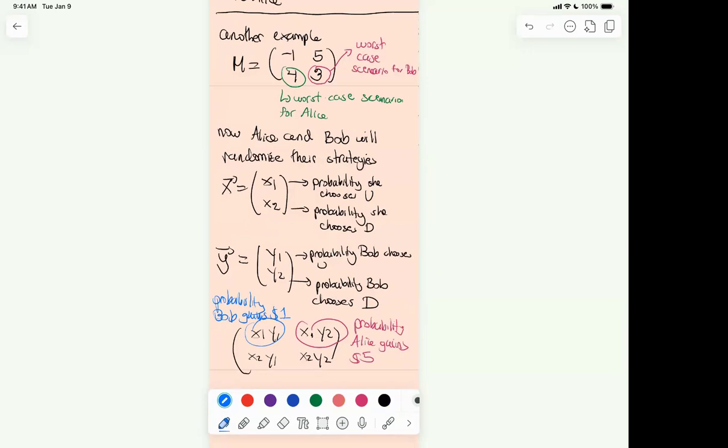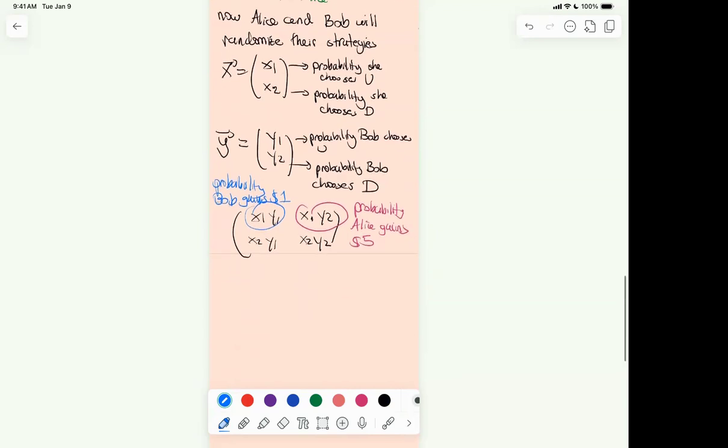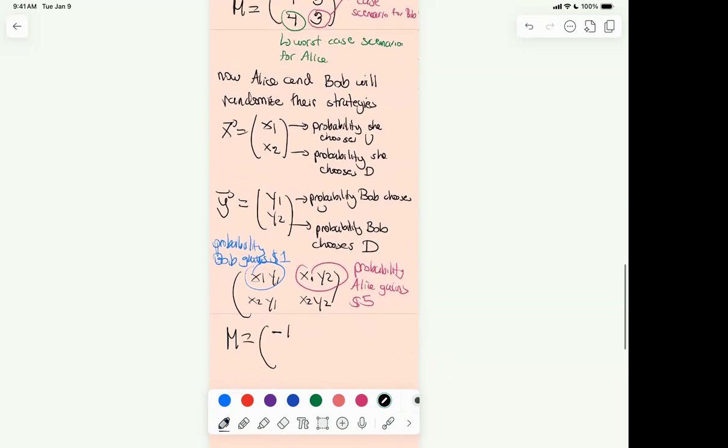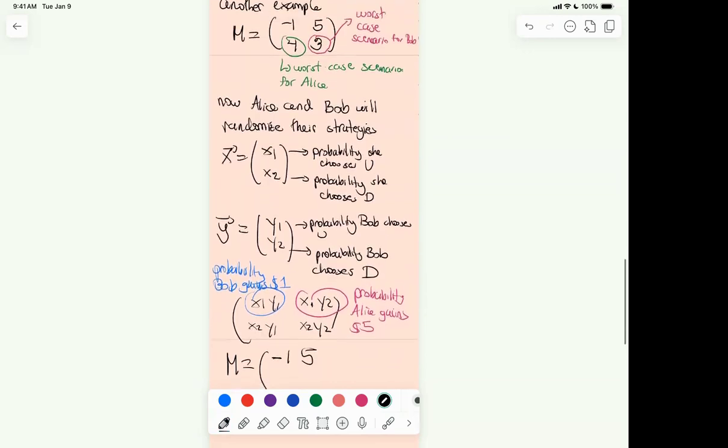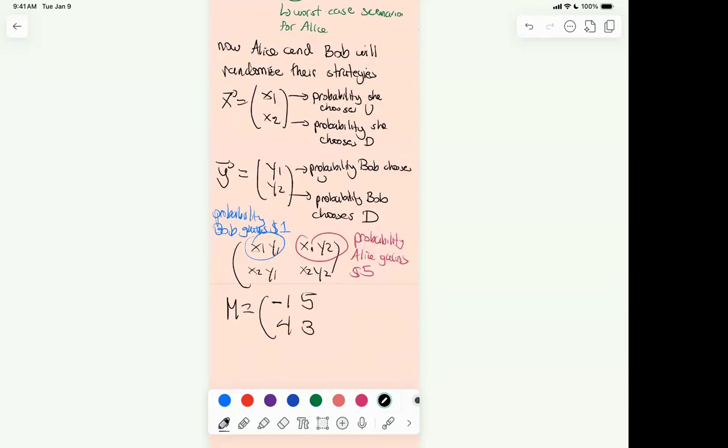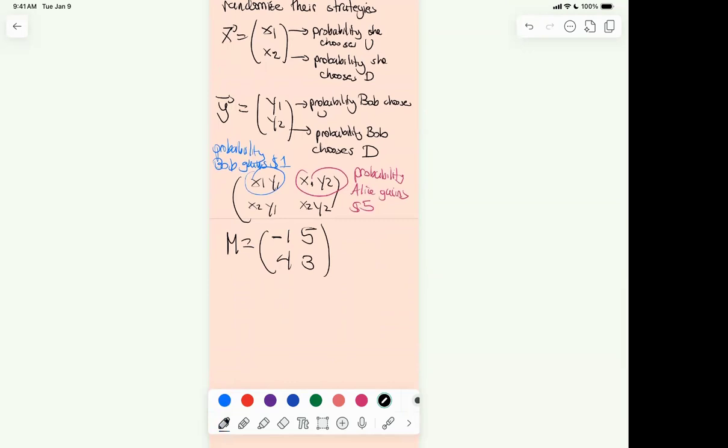What would be the optimal strategy for Alice so that on average, she would make as much as possible? Because Alice loves large numbers, right? So Alice would like to choose probabilities so that on average she would make the biggest number possible. So on average, how much is Alice gaining for this matrix? For the matrix we had, it was -1, 5, and so on. So what is the average payoff for Alice?